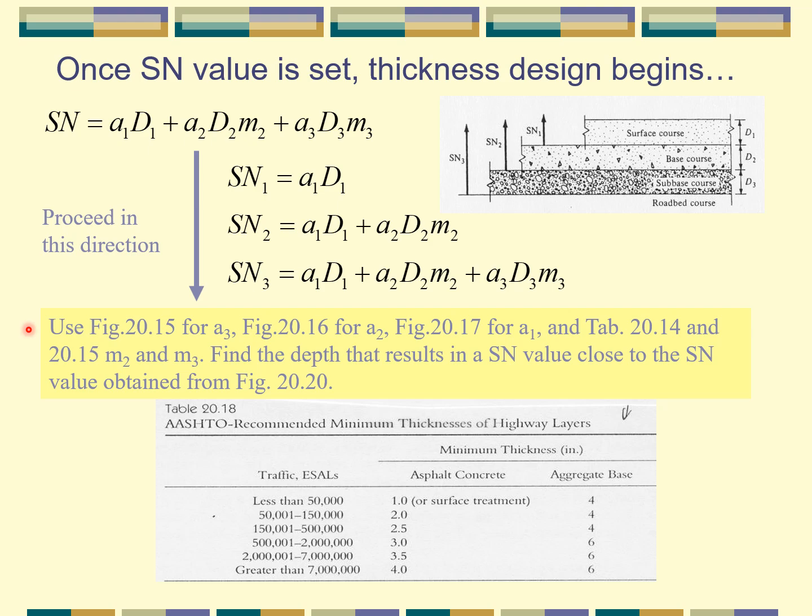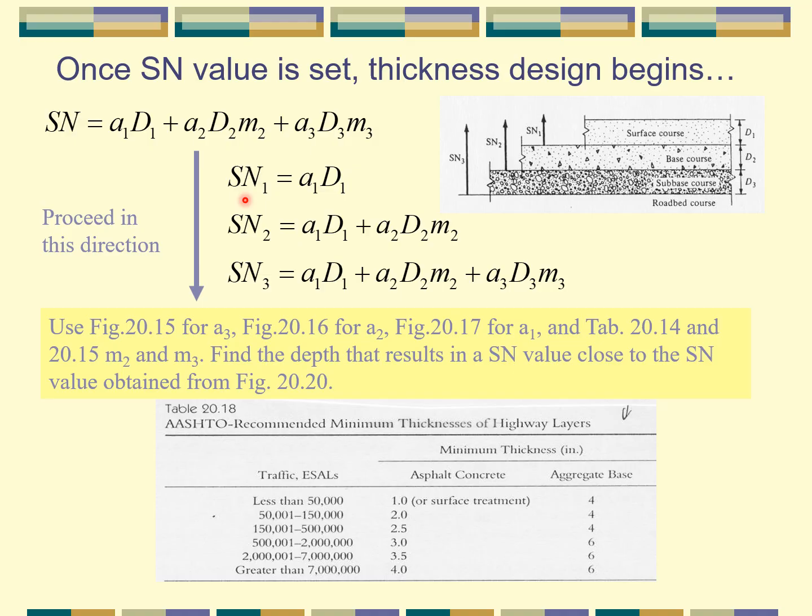Use figure 20.15 for A3, figure 20.16 for A2, figure 20.17 for A1, and table 20.14 and 20.15 for M2 and M3. Then find the depth that results in a structural number value close to the structural number value obtained from figure 20.20. So this would be the order. First we will be using this.